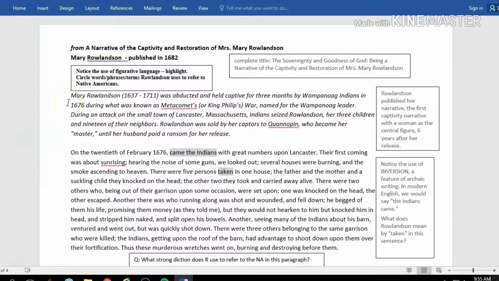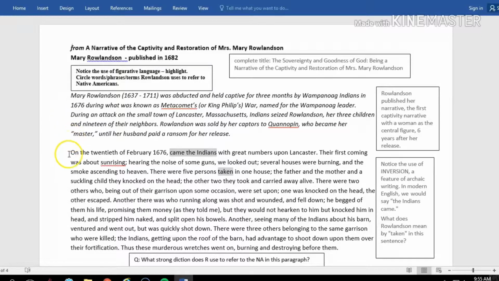A little background. Mary Rowlandson lived from 1637 to 1711. She was abducted and held captive for 3 months by the Wampanoag Indians in 1676 during what was known as Metacomet's or King Philip's War, named for the Wampanoag leader, during an attack on the small town of Lancaster, Massachusetts. Indians seized Rowlandson, her 3 children, and 19 of their neighbors. Rowlandson was sold by her captors to Quanapin, who became her master until her husband paid a ransom for her release.